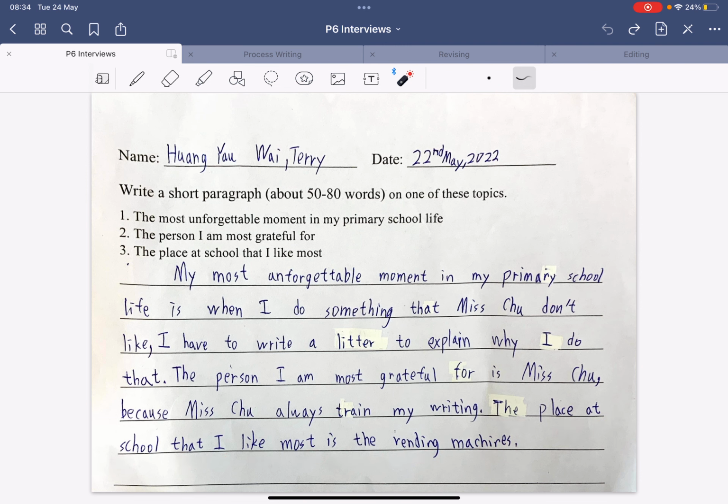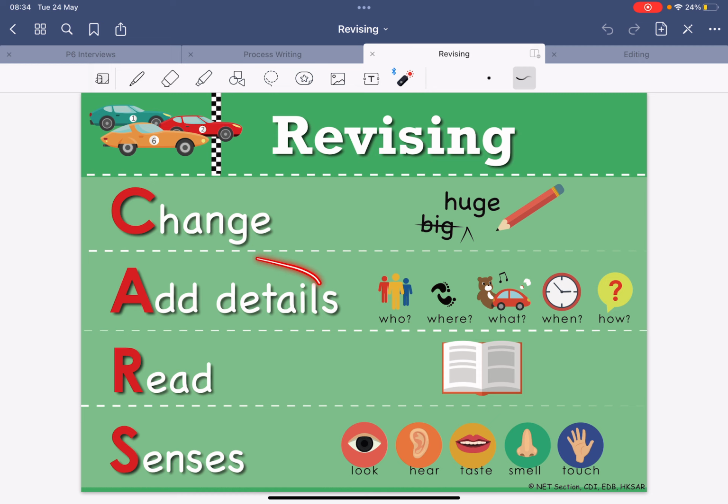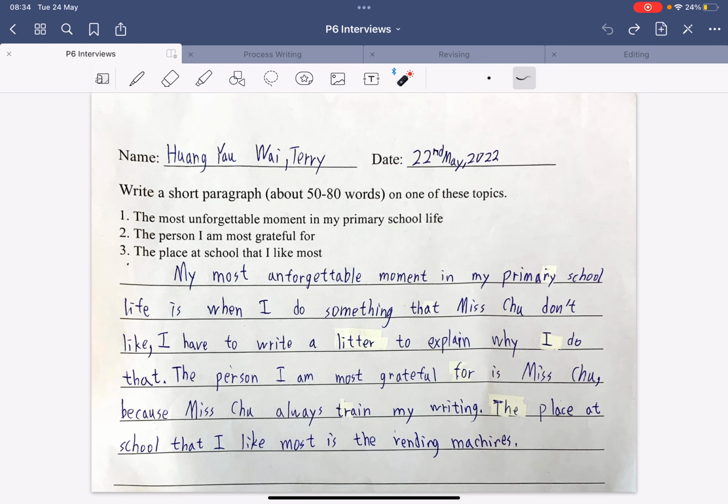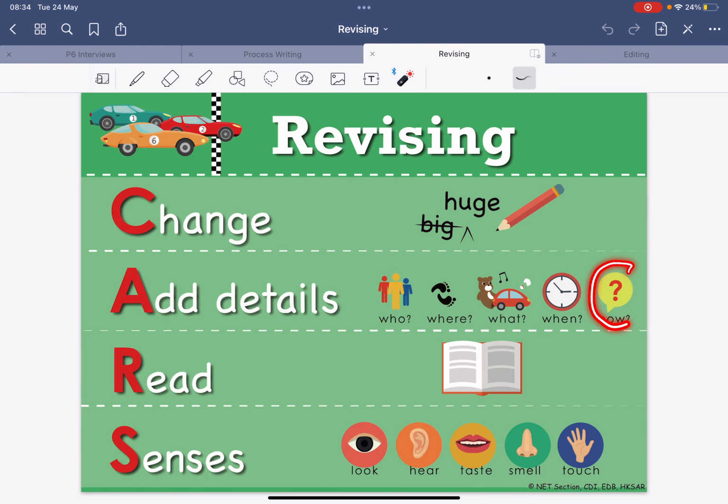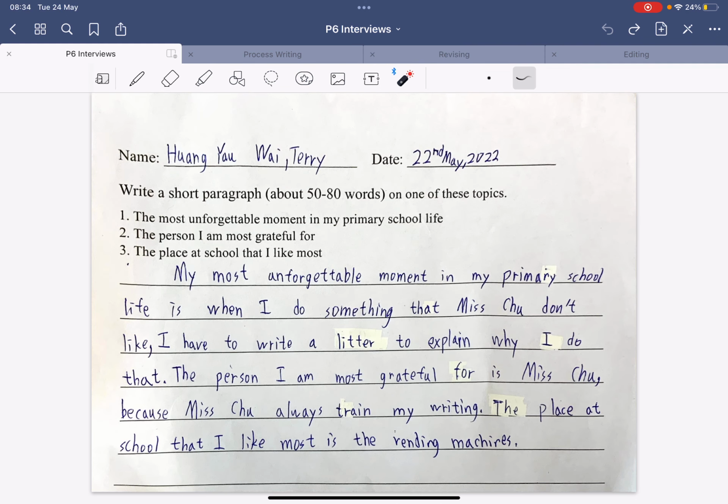Okay, Terry, very interesting. Let's look at this poster. I want to look at this one, okay? Add details. We already know who. He's talking about Miss Chu. We know about where, because it's at school. We know what. We don't know what he did wrong, but that's okay. Do we know when? Let's see. No. But when is not very important. I think how is important because we can talk about how. How did Terry feel? So, let me add a sentence to add some details to this.